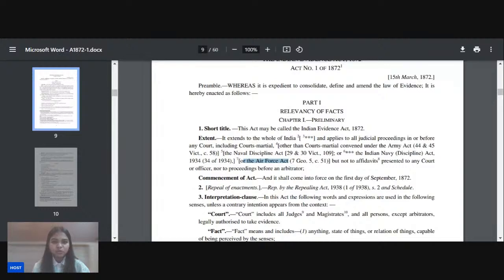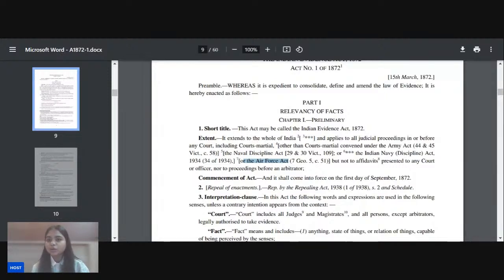Second thing, let me come to, is that it does not apply to affidavits also. So the Indian Evidence Act applies to judicial proceedings, including court martials, but these four areas of court martial are excluded, which is the Army Act, Naval Discipline Act, Indian Navy Discipline Act, and Air Force Act. Then we are coming to this: but not to affidavits presented to any court or officer, nor to proceedings before an arbitrator.